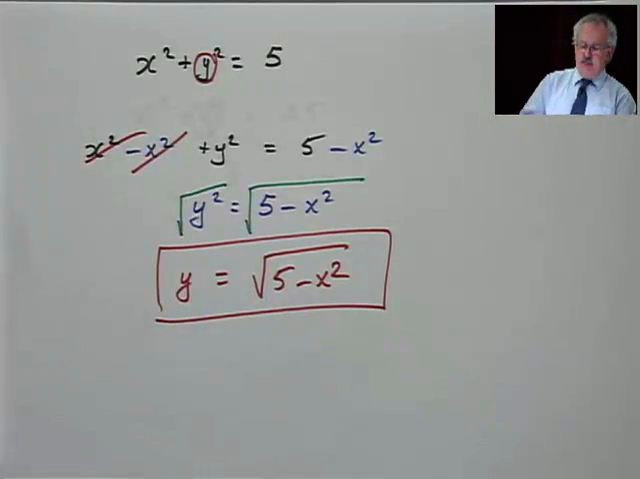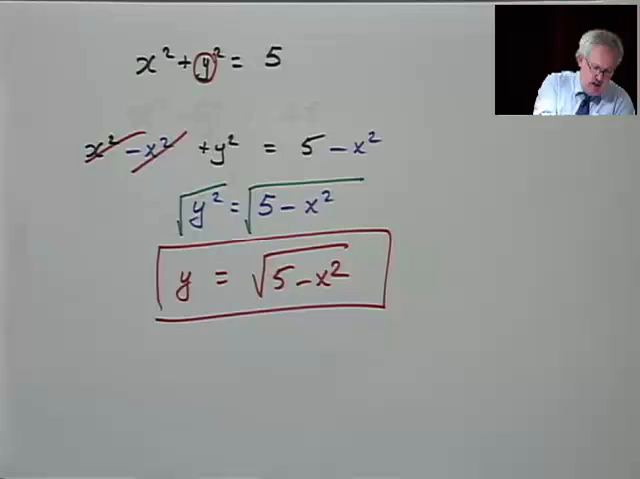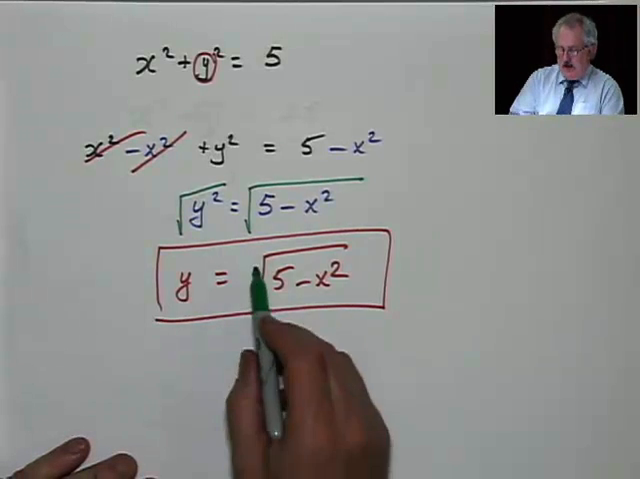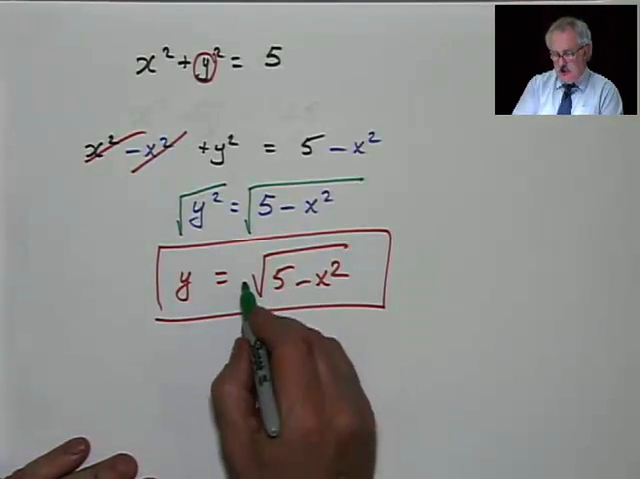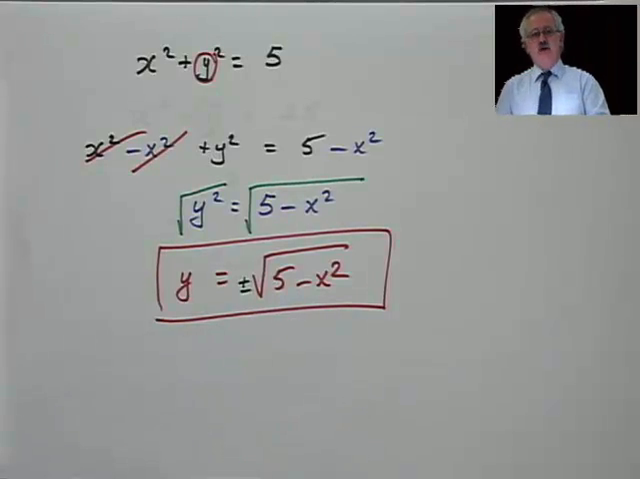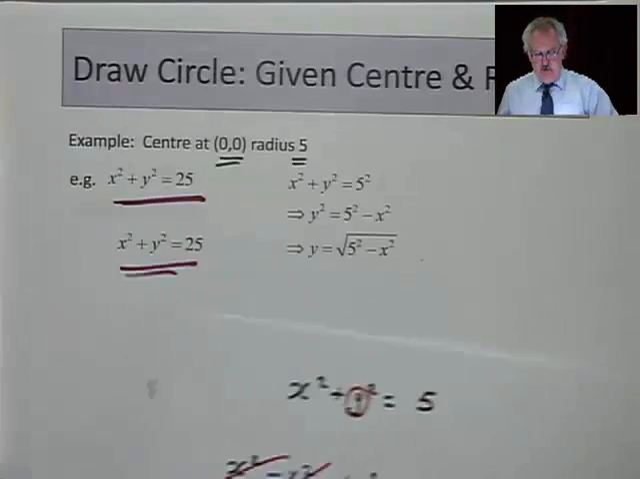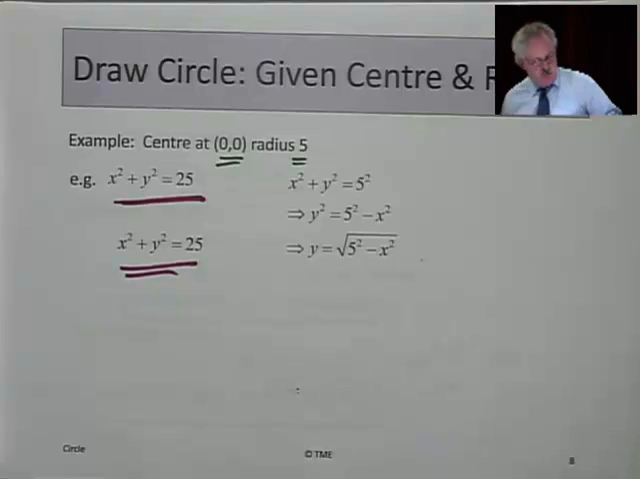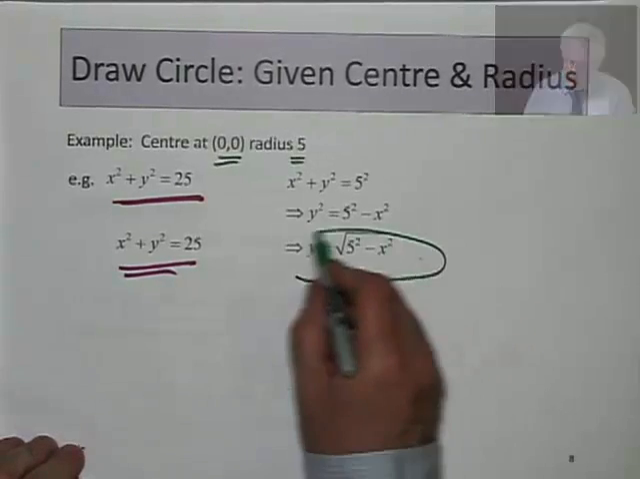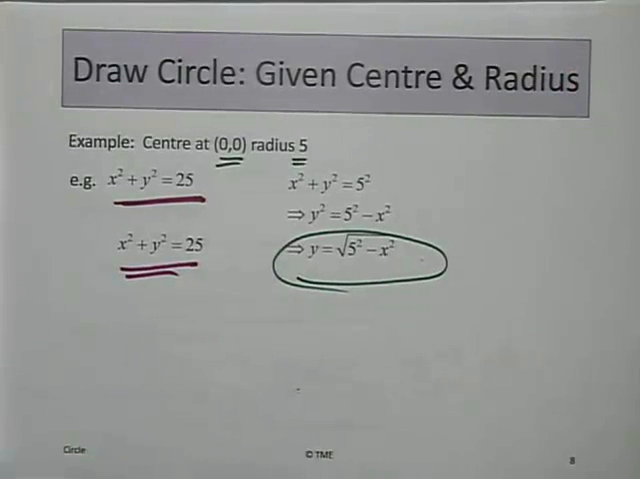Now, in this case, because it's the circle, when I get the square root, I'm actually going to be interested in the plus or minus value, because the square root of 4 is both 2 and minus 2. So you can see there in the material that y then turns out to be the square root of 5 squared minus x squared.